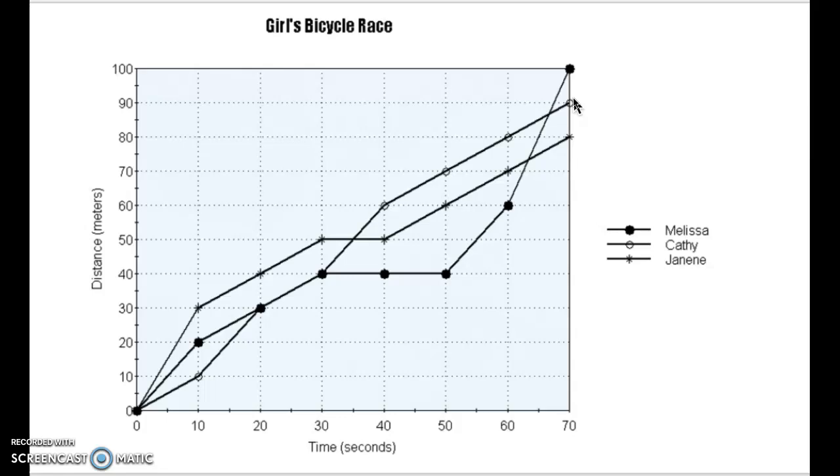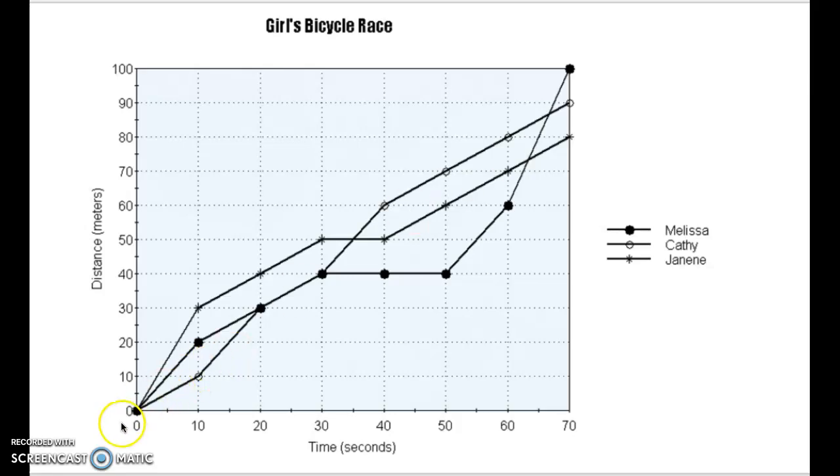Two final concepts we have worked on are to notice when something is speeding up or when something is slowing down. If we take Melissa's line right here, we notice that if we continue this line straight through, between 60 and 70 seconds, from 50 to 60, this is the slope. If I continue it on, we notice that the actual slope for Melissa between 60 and 70 seconds is steeper. It's closer to vertical, which would mean that she is speeding up.